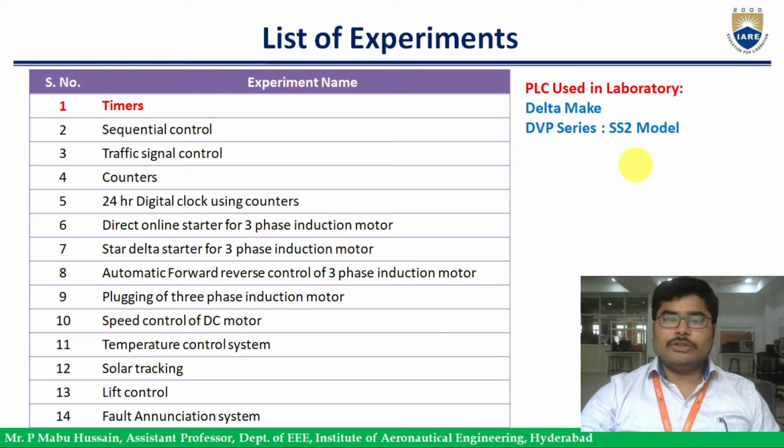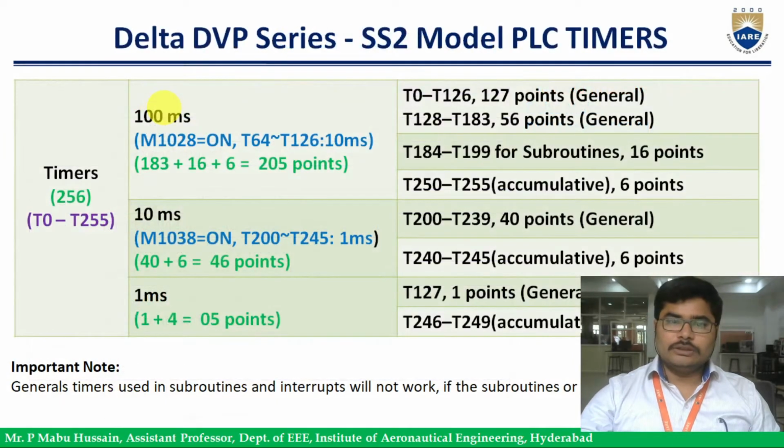So now in this video, we are going to discuss the first experiment, which is timers used in this PLC. In the Delta DVP series SS2 model PLC, we have a total of 256 timers. These 256 timers are again divided into three types depending upon their resolution: 100 millisecond timers, 10 millisecond timers, and 1 millisecond timers.